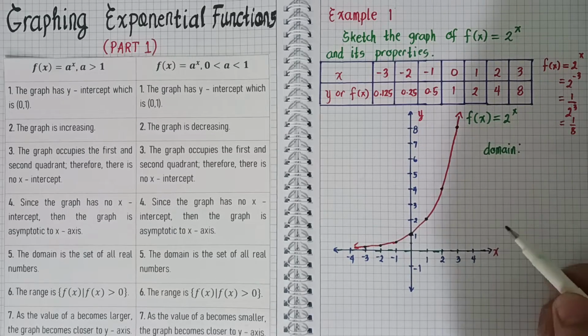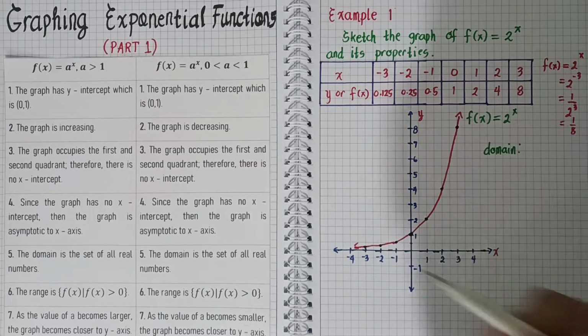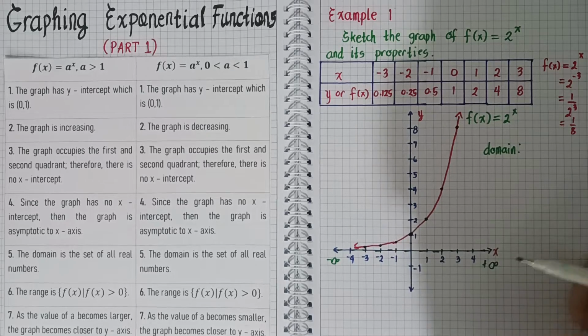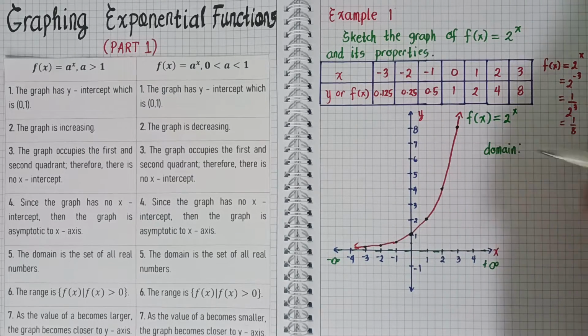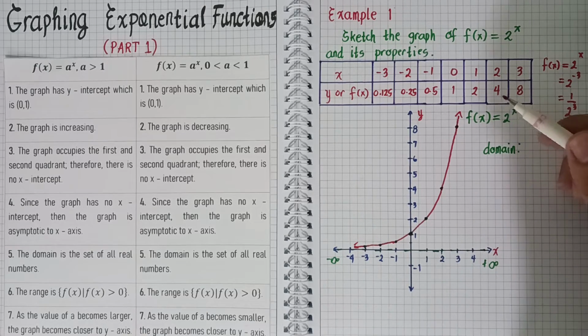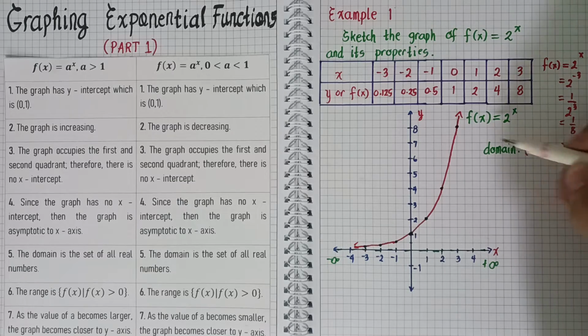Okay. So, ang domain natin dito, guys, negative infinity up to positive infinity. Okay? So, ang magiging sagot natin dyan, pwedeng ganito, using interval notation, negative infinity to positive infinity. Okay? Or, using set builder notation, pwede yon.